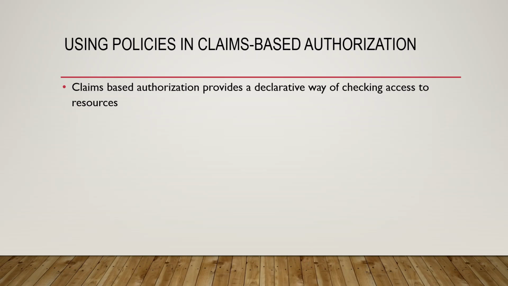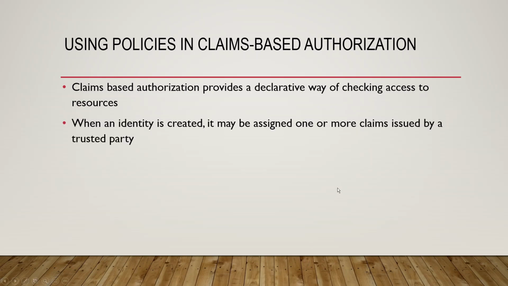slideshow. Claims based authorization provides a declarative way of checking access to resources. When an identity is created, it may be assigned one or more claims issued by a trusted party. Please go through my lecture series on configuring or creating an identity. I have a whole bunch of lectures there covering what an identity is and what a claims principal is.